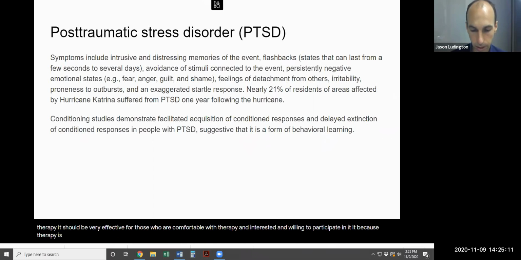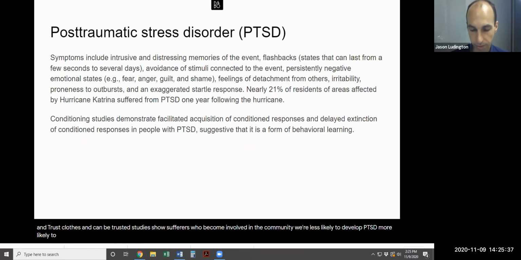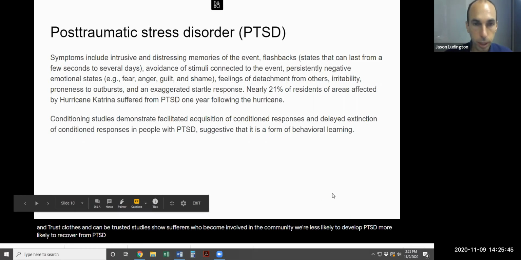But it doesn't have to be therapy. It's any kind of social support. So friends, relatives, and neighbors who are caring, close, and can be trusted. Studies show sufferers who become involved in the community were less likely to develop PTSD, and more likely to recover from PTSD. Any questions?